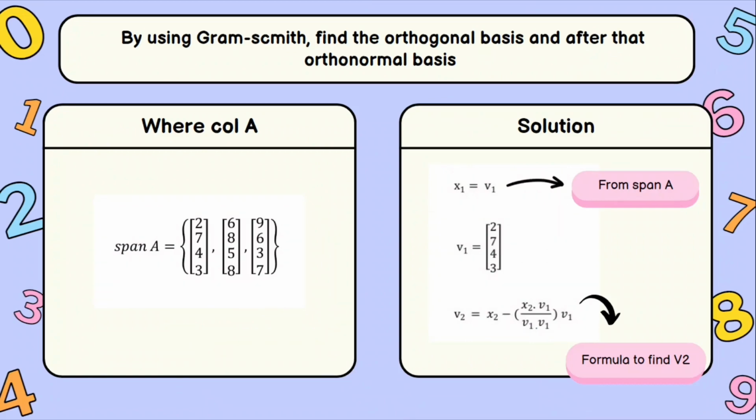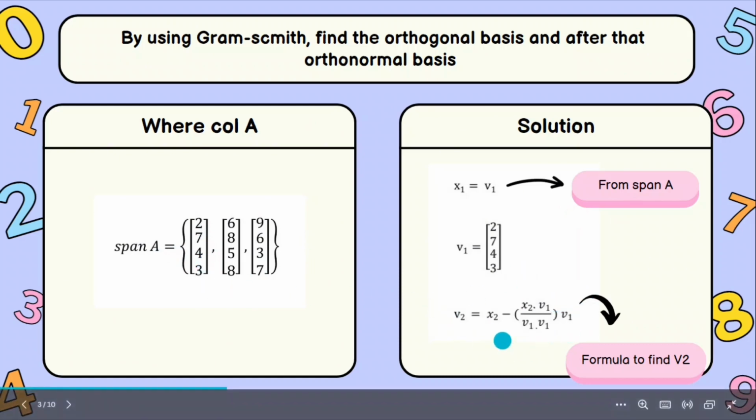My name is Dilia Sharanta Anak Jalani and I would like to present how to find the orthogonal basis and orthonormal basis by using Gram-Schmidt to find the least square equation. So first, span A is x1 equal to 2, 7, 4, 3 and x2 is equal to 6, 8, 5, 8, x3 is equal to 9, 6, 3, 7. So x1 is equal to vector 1, which we find from the span A, which is 2, 7, 4, 3.